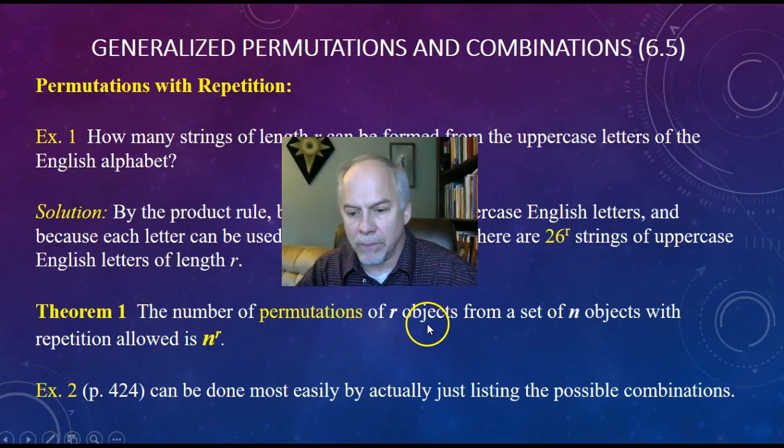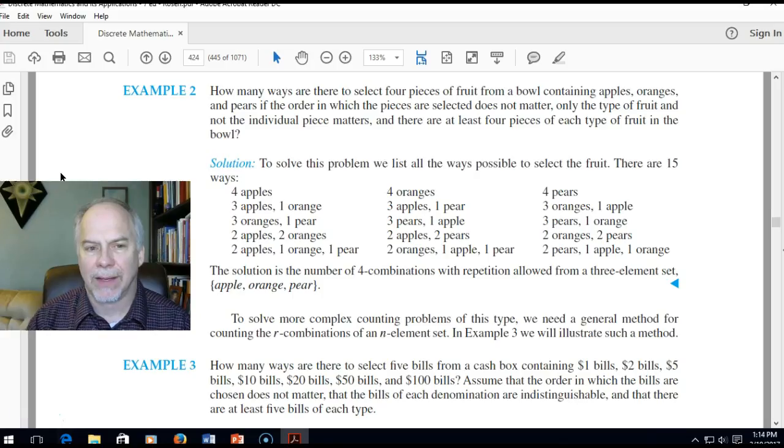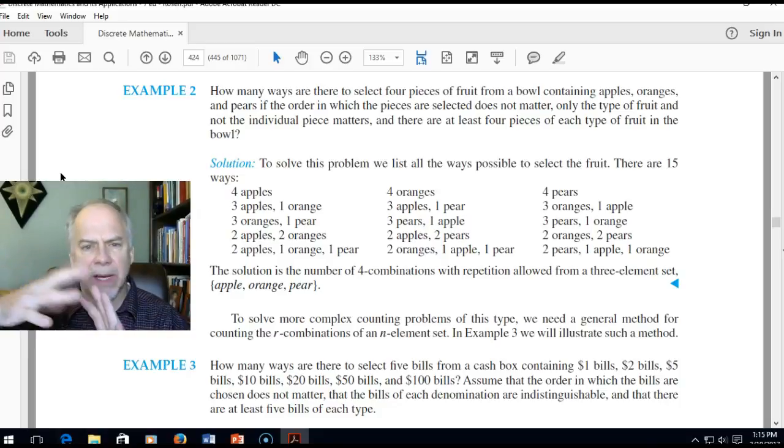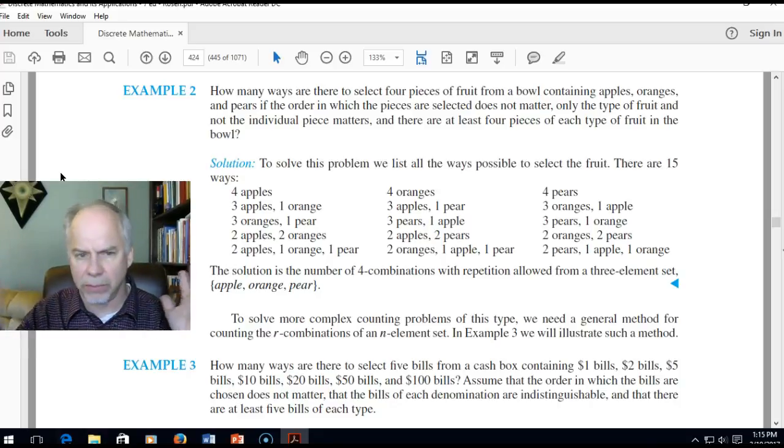Okay, example 2 on page 424 of Rosen's text says, how many ways are there to select 4 pieces of fruit from a bowl that has apples, oranges, and pears? And it has as many as you want. It has at least 4 of each type of fruit. And it doesn't matter which apple or orange or pear you pick. It's just that you picked an apple, an orange, or a pear.